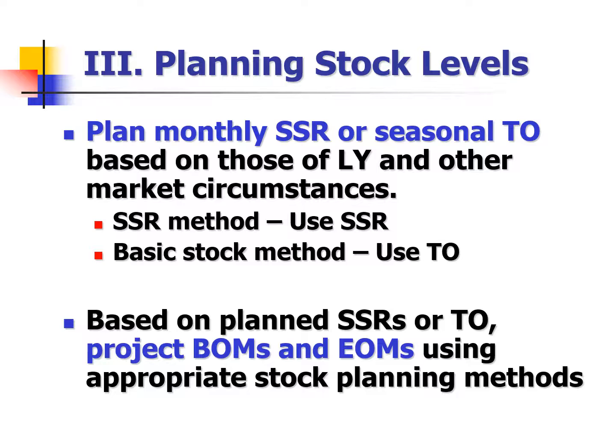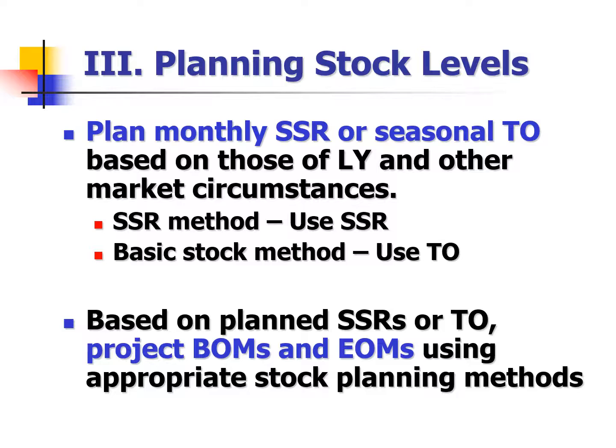If you can remember, the week supply method is used for planning stock levels for very staple merchandise whose sales are stable across different weeks and different months. Given that staple merchandise sales don't really change across months, you don't really need a 6-month plan, because your plan is going to be pretty much the same across all 6 months, right? So the 6-month plan is more useful for merchandise whose sales tend to fluctuate across different months. And so the SSR method or the basic stock method are more applicable.